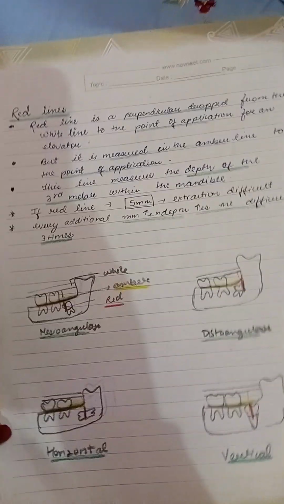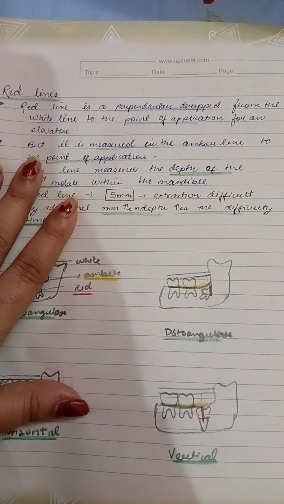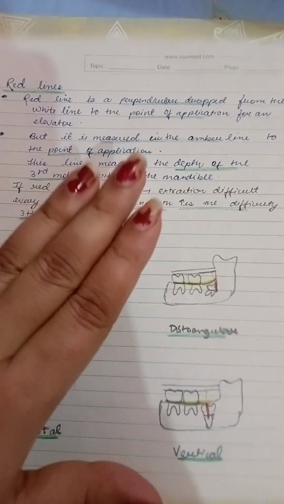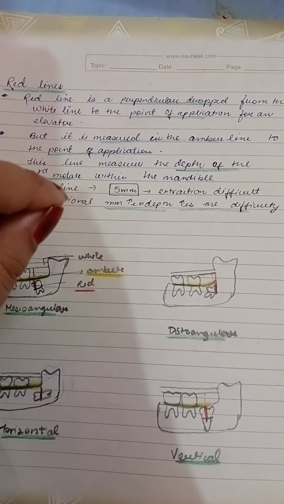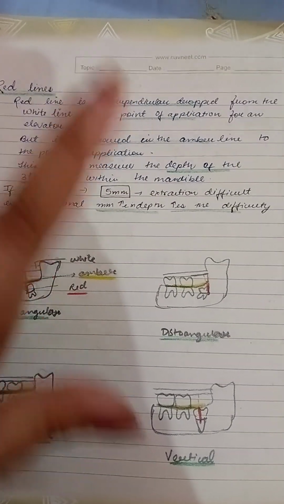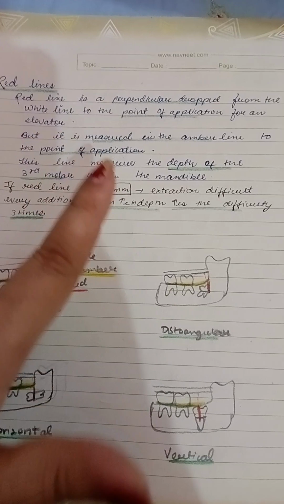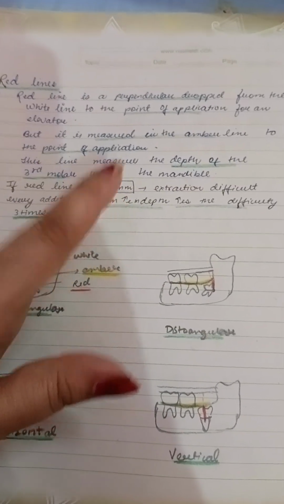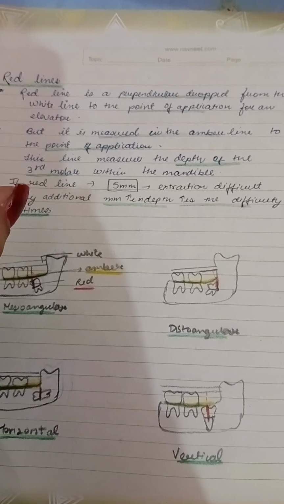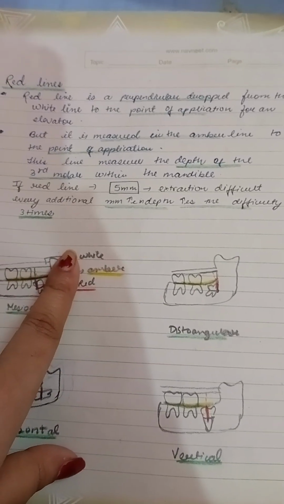Now coming to the red line. The red line is a perpendicular drop from the white line to the point of application for an elevator. But it is measured from the amber line to the point of application. It is measured from the amber line, not from the white line. Remember this. This line measures the depth of the third molar.